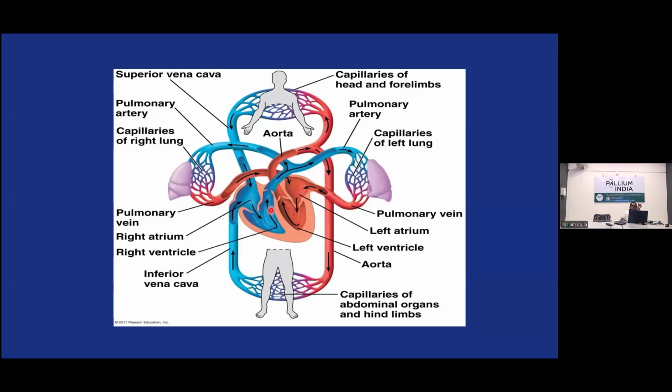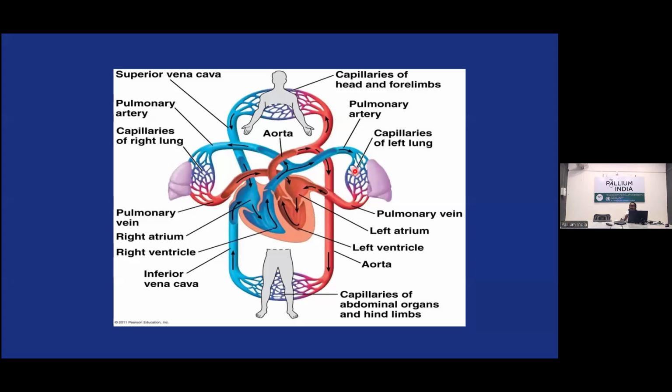There, the right atrium, with the help of the tricuspid valve, sends the deoxygenated blood to the right ventricle, and then through the pulmonary artery the deoxygenated blood goes to the right and left lungs for purification of blood. Here also, the arterial capillaries and venous capillaries are communicating together. This is our systemic circulation.